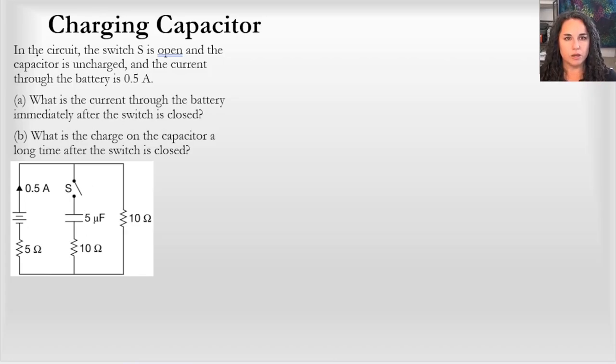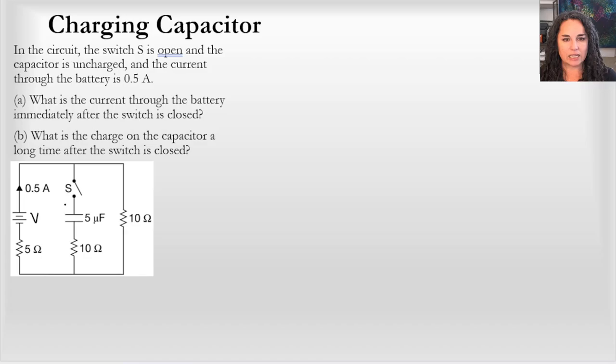It says in the circuit below, the switch is open. Okay, so we can see the switch is open. If the switch is open, there's no current going through this middle branch. There's only current going through this outside branch. I'm going to keep note of that. The capacitor is uncharged. Clearly, if the switch is open, the capacitor isn't going to be able to accumulate charge. And the current through the battery is 0.5 amps. So we don't know the voltage on the battery, but we know the current in this circuit to begin with.